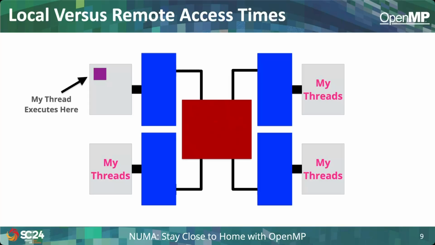Here I'm showing a system with 4 NUMA nodes. And let's say my thread is executing somewhere in the NUMA node in the upper left corner. If it needs data, that could come from its local memory, as we call it. That's a local access, that's the fastest, that's the best you can do. You can't get any better.